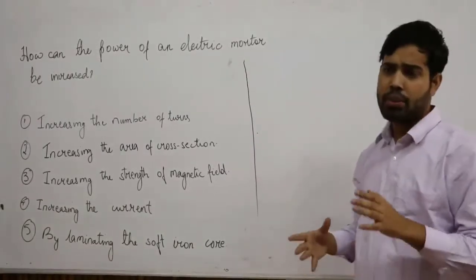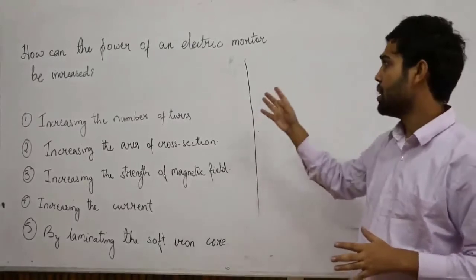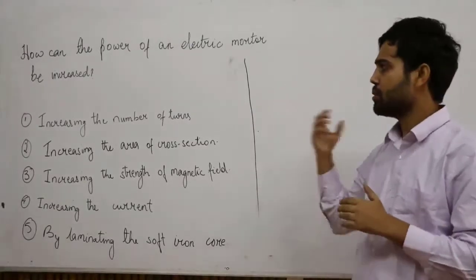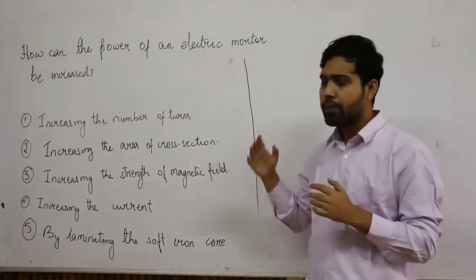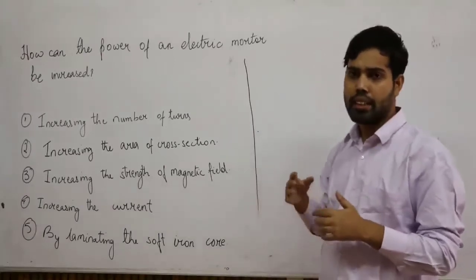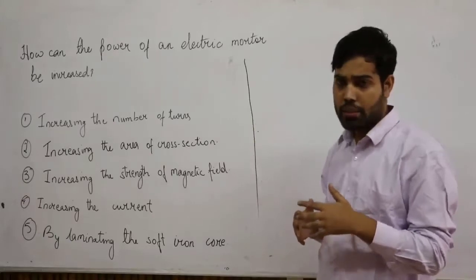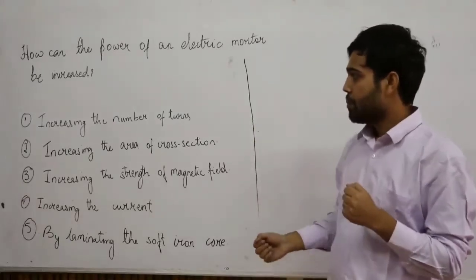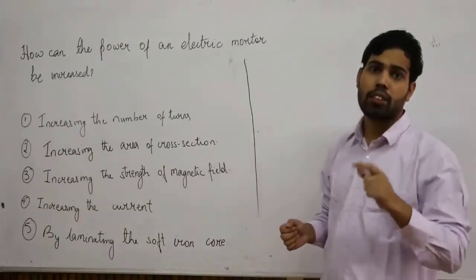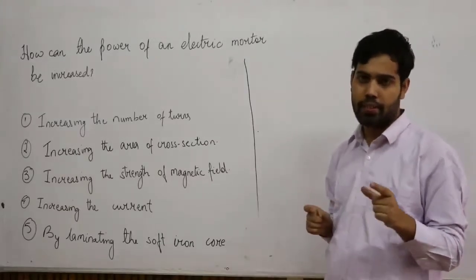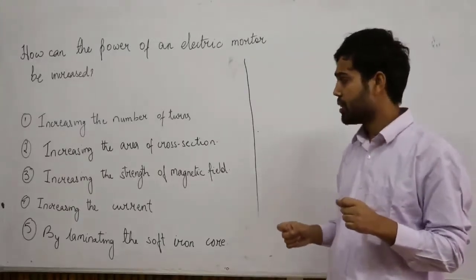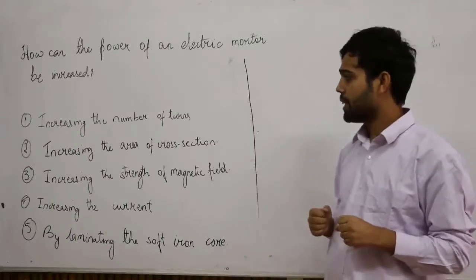Now we have seen how an electric motor works. But sometimes we need to increase or decrease the power of the electric motor. So how do we do so? The first way is by increasing the number of turns. When I increase the number of turns, the power of the electric motor will increase. By increasing the area of cross section of the coil used, I can also increase the power of the electric motor.